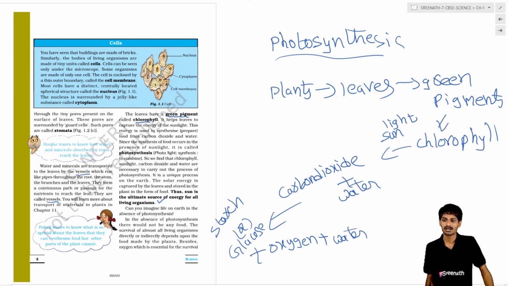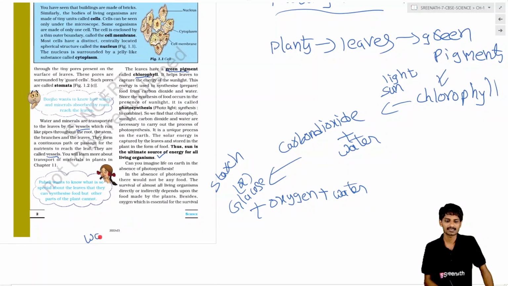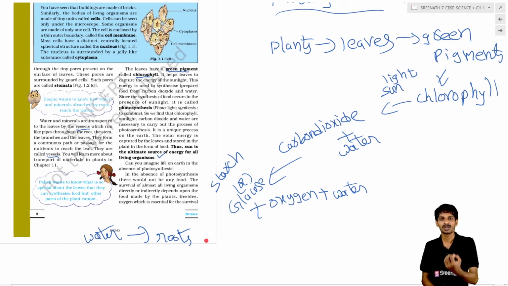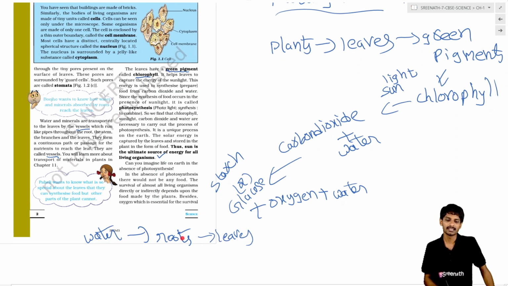How do plants get water? Now the question is, how do plants get water? They get water from roots. There is a system from roots to the leaves, like the water pipes we have in our buildings. There is a connection from roots to leaves, and through that connection, water and other minerals are transported from roots to leaves.